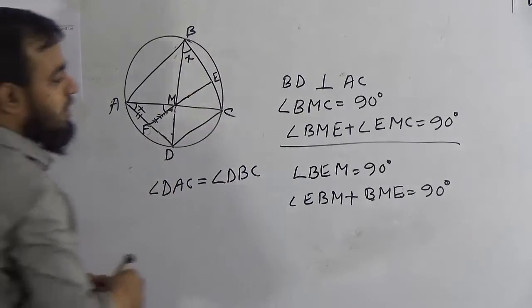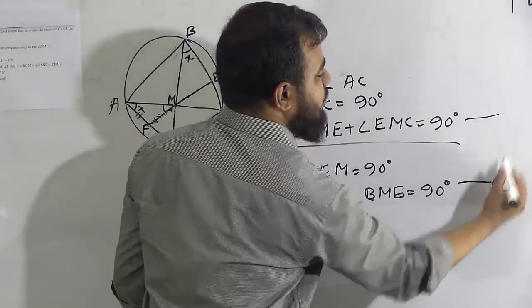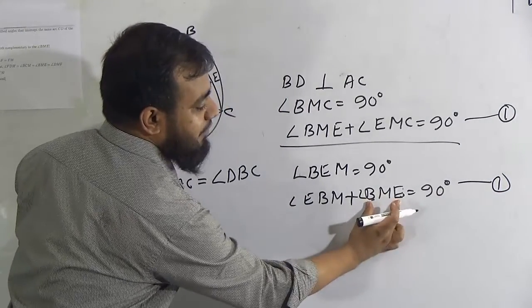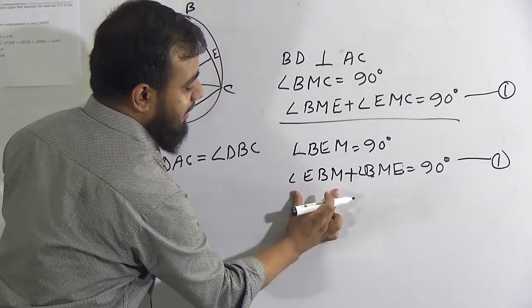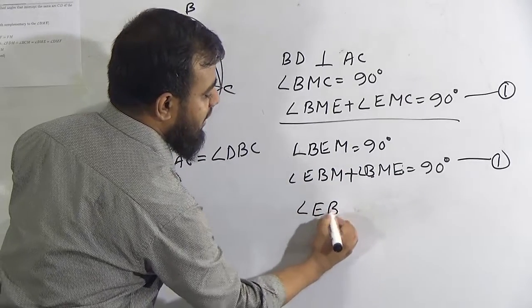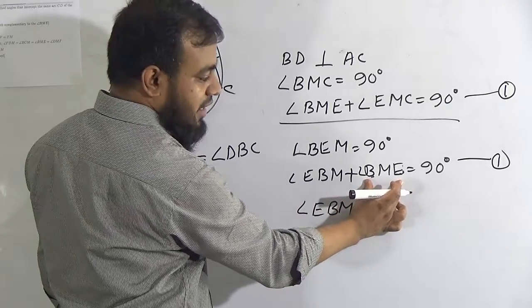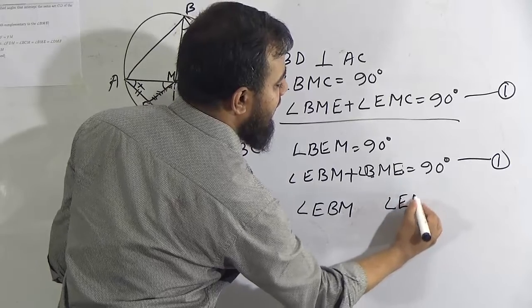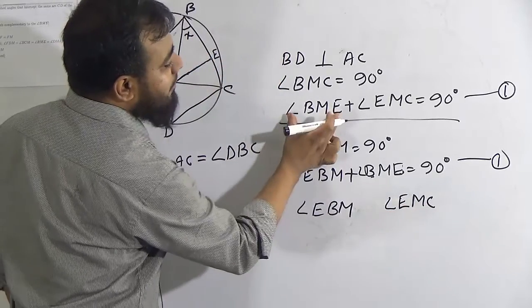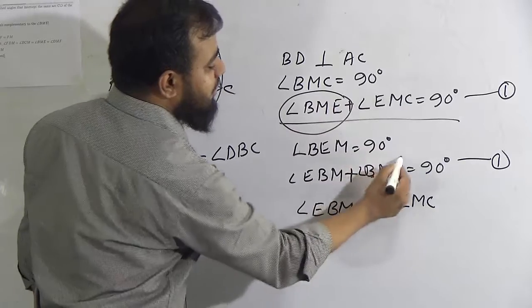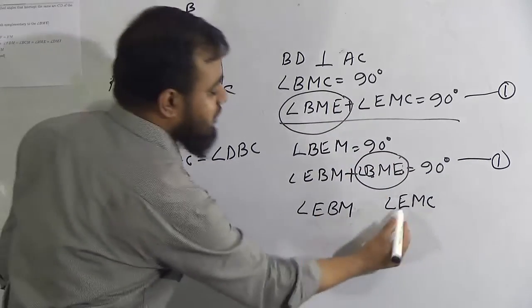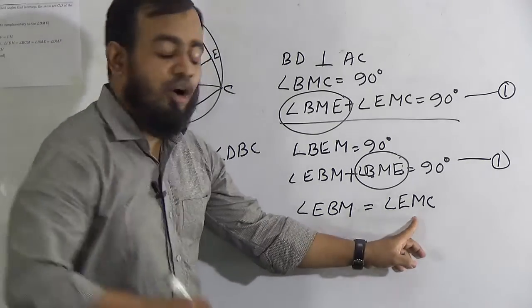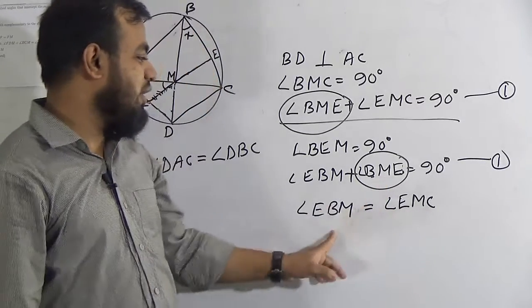BME similar. Okay, now from these two equations, students, we can say that the complementary angle of BME is angle EBM, and the angle EMC is also the complementary angle of BME. So both of these are complementary angles of the same angle, and that's why these two angles must be equal to each other.